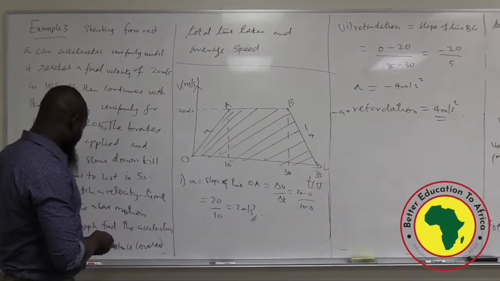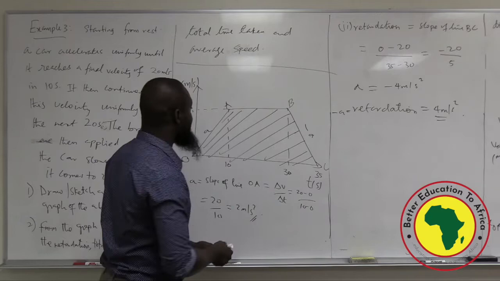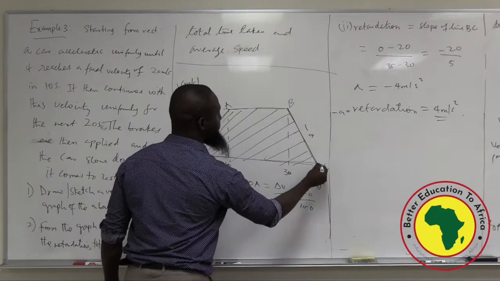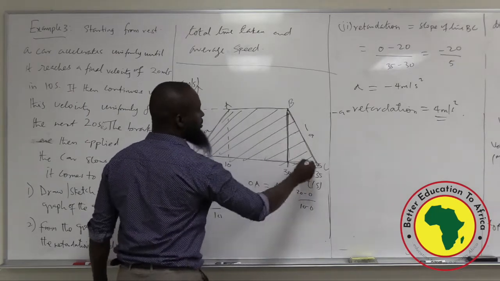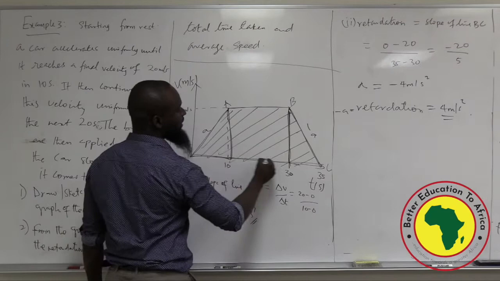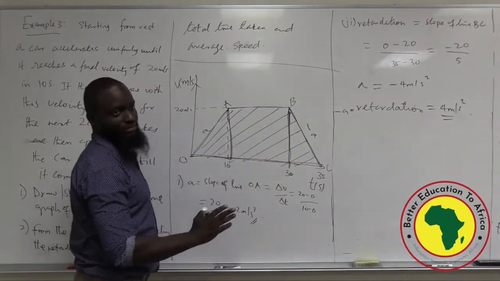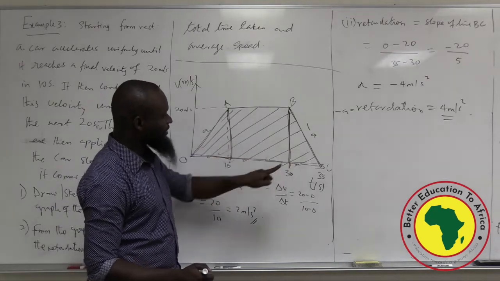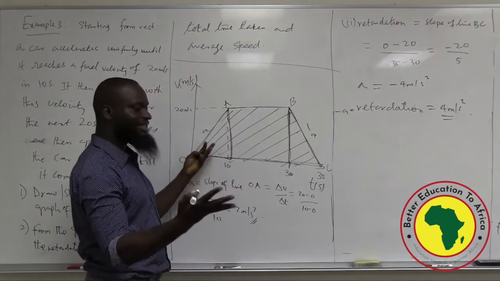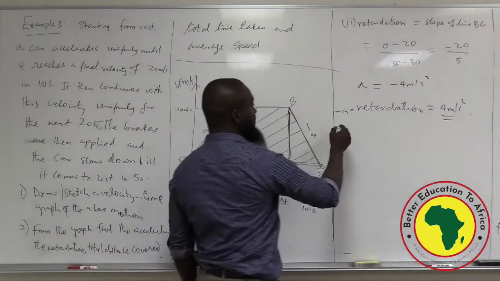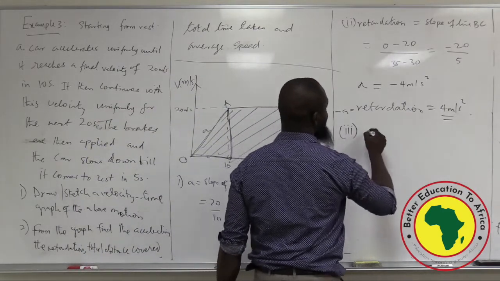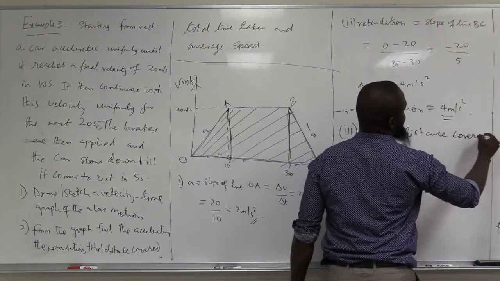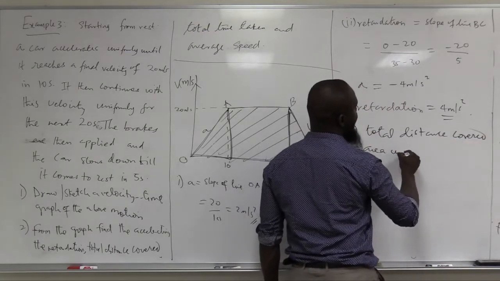So there are two ways to get this, or more than two if you like. The first is to call this whole shape a trapezium and find the area of this trapezium. Or you can break it into a triangle, another triangle, and a rectangle, and sum the areas as you like. So long as you find the total area is the same, okay? Half base times height, length times width, half base times height, sum them together. Or we just say easily the area of the trapezium, total distance covered equals area under the graph.